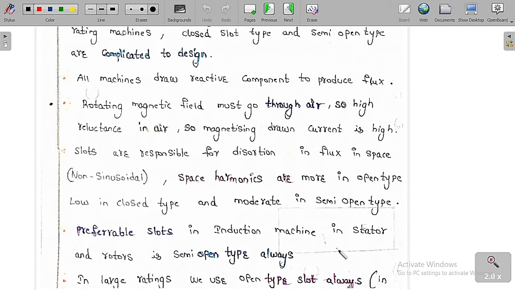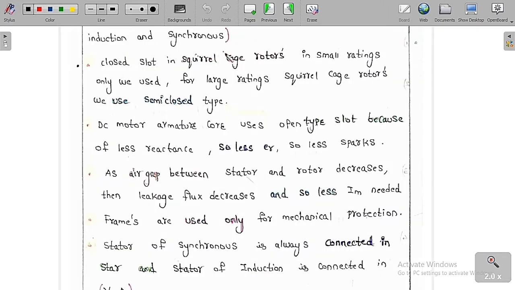Whereas the closed slot type and the semi-open type slot are complicated to design. So in large ratings, we always use the open type slot, in induction and also in the synchronous machine.